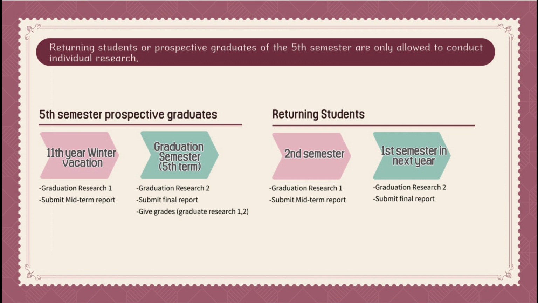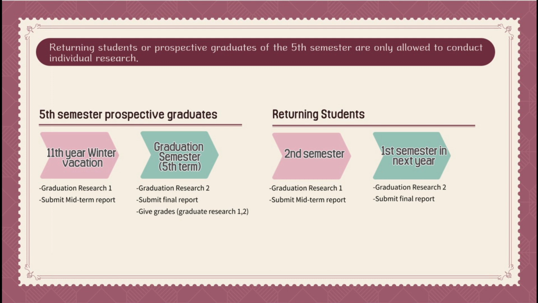And there are 2 special cases for individual research. First one is for 5th semester prospective graduates, for those who want to graduate early in their 5th semester. You need to finish the first part of graduation research and submit the midterm report during your junior year winter vacation, and continue later with the final report and the second part of graduation research during the graduation semester, which is the 5th semester.